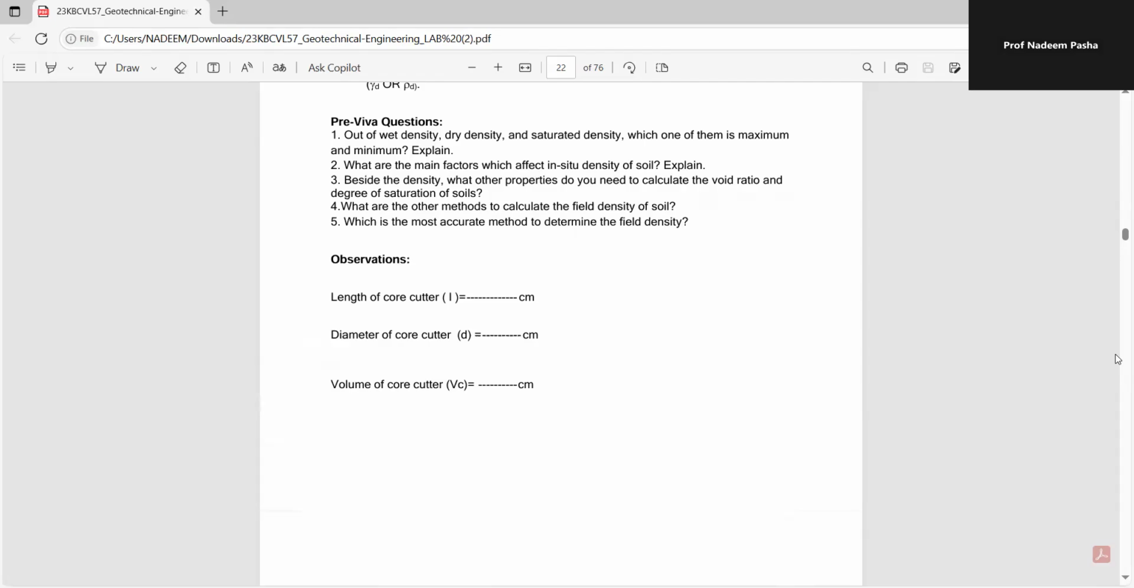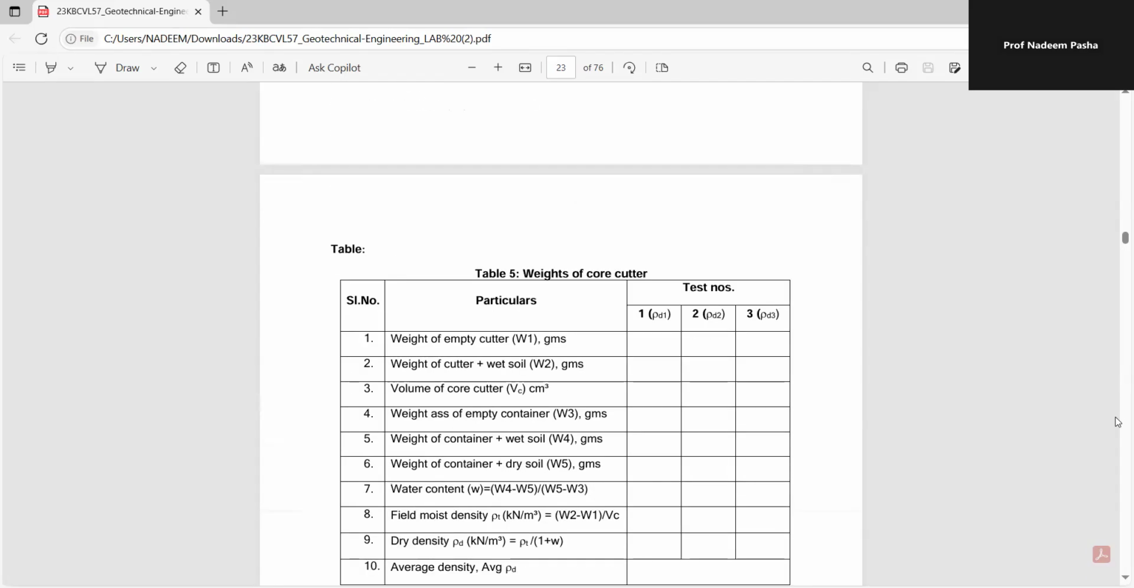And the next observation: length of core cutter dash centimeter, diameter of core cutter dash centimeter, volume of core cutter dash centimeter. This you will get from the observation. Weight of empty core cutter will be W1 gram. Weight of cutter plus wet soil will be W2 gram. Volume of core cutter we see in centimeter cube. Weight of empty container W3 gram. Weight of container plus wet soil W4 gram. Weight of container plus dry soil W5 gram.